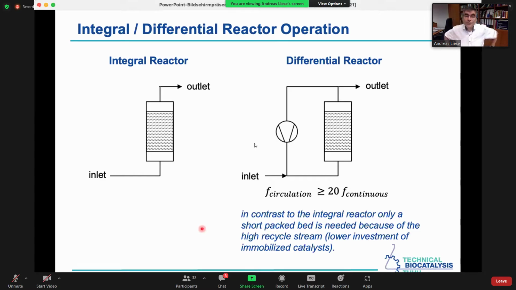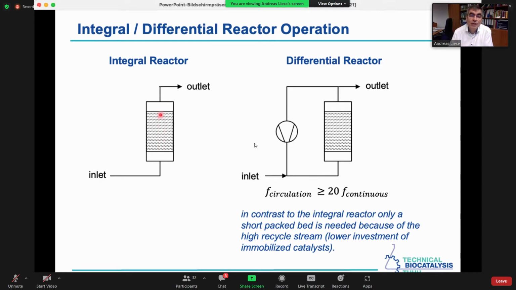So to note, in contrast to the integral reactor, only a short packed bed is needed because of the high recycle stream. And this is now an important rule of thumb. So we had defined two lectures before in the CSTR that we do have a higher enzyme consumption. But if we take a look at the differential reactor, compare this to the integral reactor: in the integral reactor, we have to make sure that from the inlet to the outlet, we get 100% conversion.